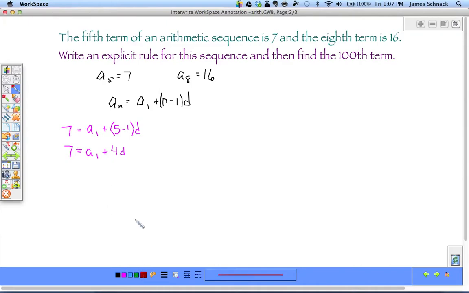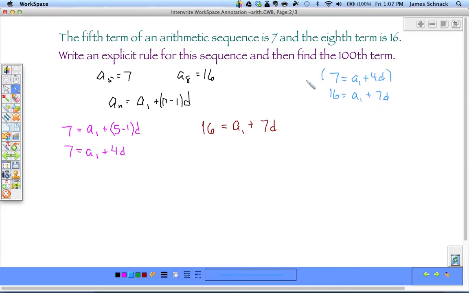Okay. We don't know a1. We don't know d. We can't write a rule yet. So let's take this eighth term and do the same sort of thing. An is our 16 equals a1 plus 7 minus 1, or sorry, 8 minus 1, which is 7. Well, we have two equations with two things that we don't know. Well, we know how to deal with that. Let's take them, stack them on top of each other, and use elimination to get one of these variables alone.